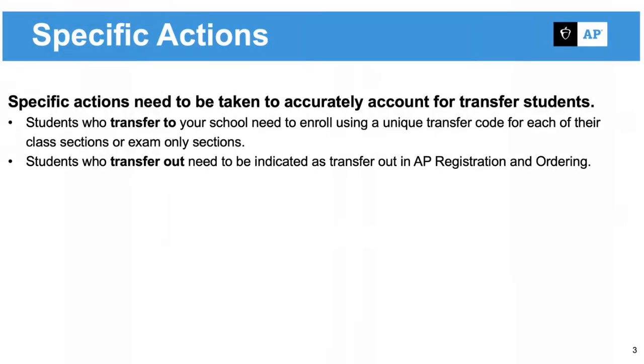When we have a transfer student to or out of our school, there are some specific actions we need to take to accurately account for these transfer students. Students who transfer to our school need to enroll using a unique transfer code for each of their class sections or exam-only sections. For students who transfer out of our school, we need to indicate them as a transfer in AP registration and ordering.